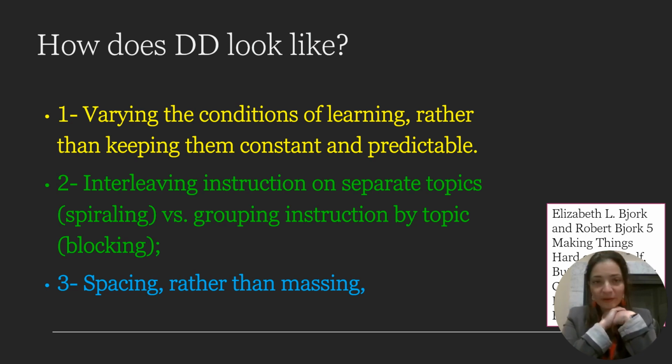So, what are these better conditions of learning that, while apparently creating difficulty, actually lead to more durable and flexible learning? Some of them include varying the conditions of learning rather than keeping them constant and predictable. Because if they are constrained, then they are contextualized. Material is easily retrieved in that context. So if there's a delay or different context, learning is not supported.